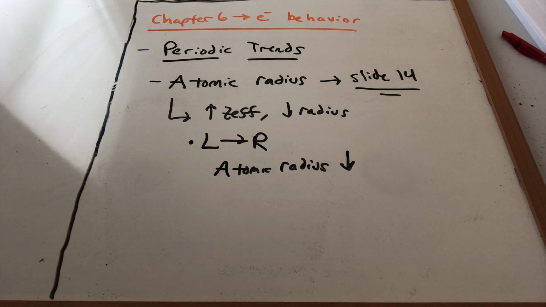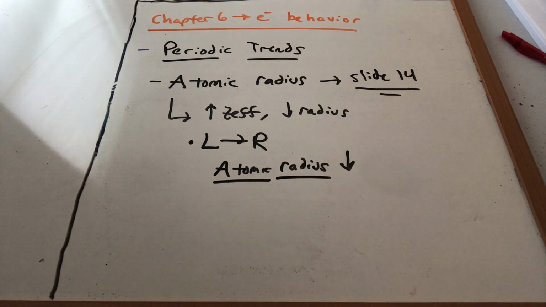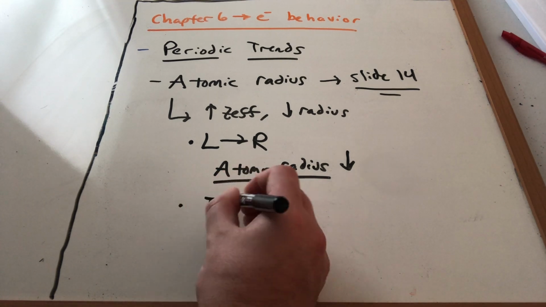And the same shielding as lithium. So beryllium is held tighter. Boron's even smaller, carbon's even smaller, nitrogen's even smaller. Across the periodic table, atomic radius goes down. Well, then what about top to bottom?